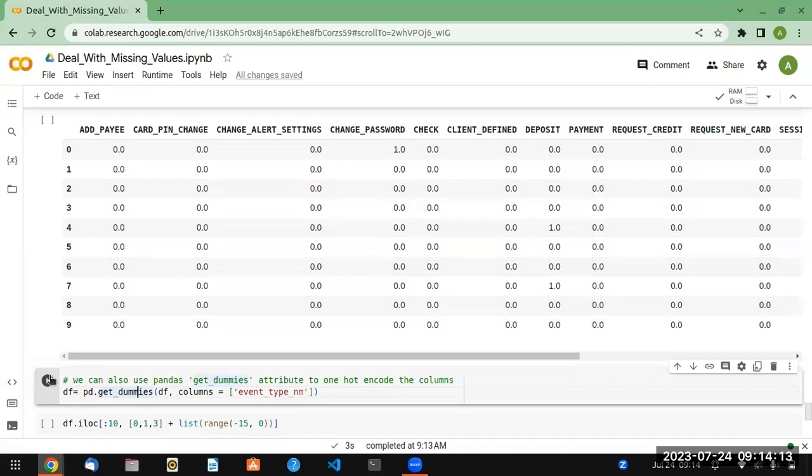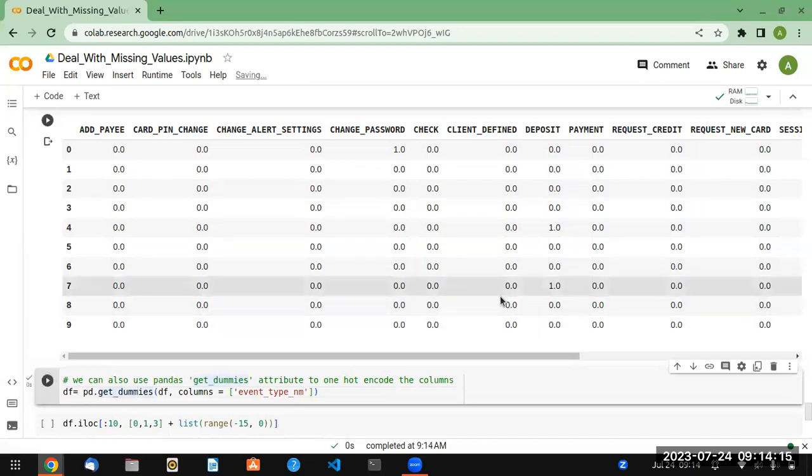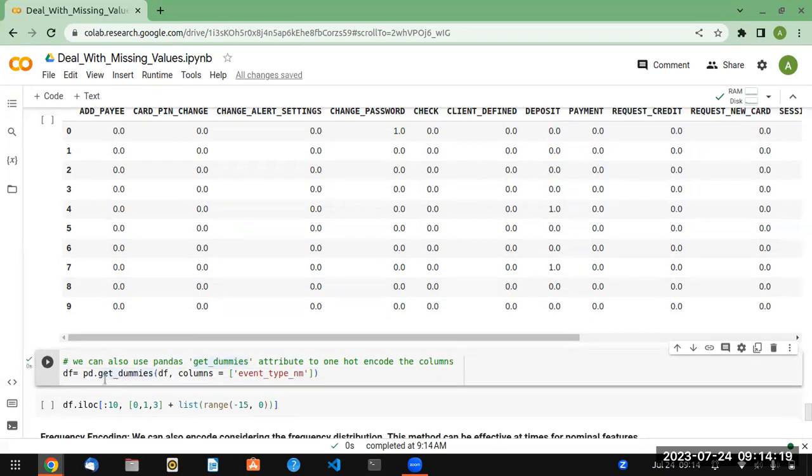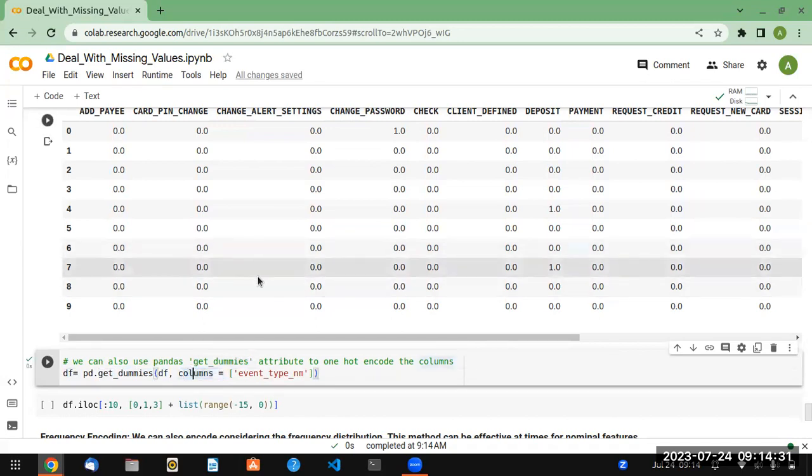If you see here, let me show you. Now I created the data frame with pd.get_dummies, and the data frame I passed, and the columns that I want to create the one hot encoded value for, that is the event type name, that column name you can mention here.